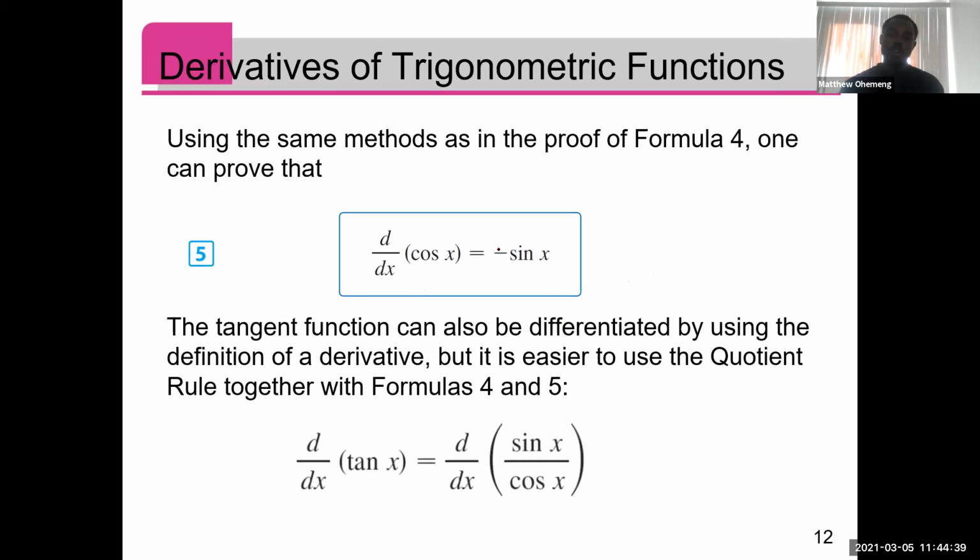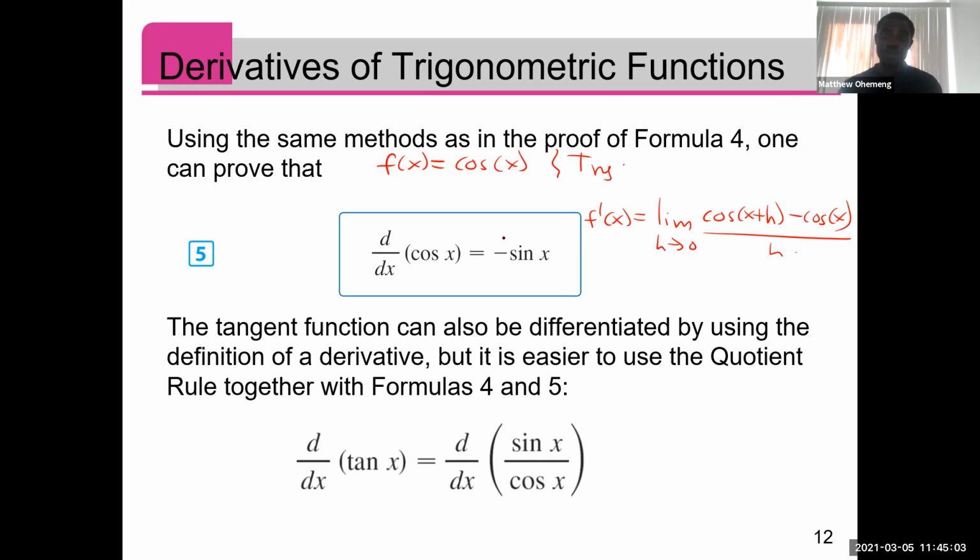Now, we are not going to do the proof for cosine. It follows the same pattern as the sine. You can try this yourself if you want. If f of x is equal to cosine of x, use the definition of a derivative: f prime of x equals the limit as h approaches 0 of cosine of x plus h minus cosine of x all over h. You can try this if you're interested in the proof, which would be kind of cool to derive.